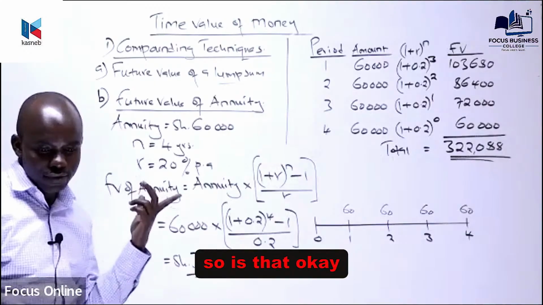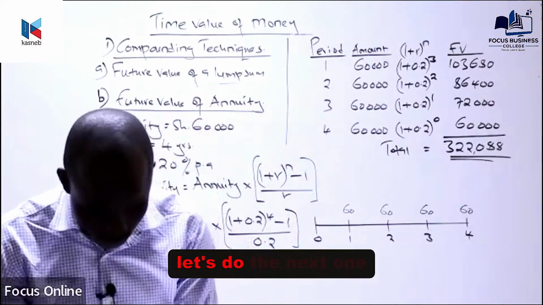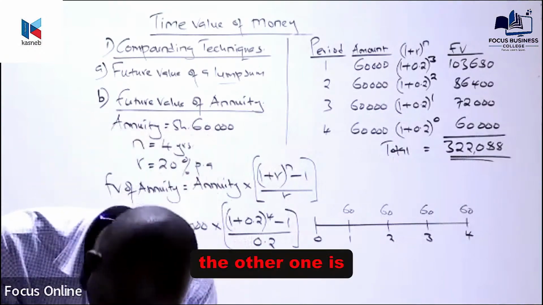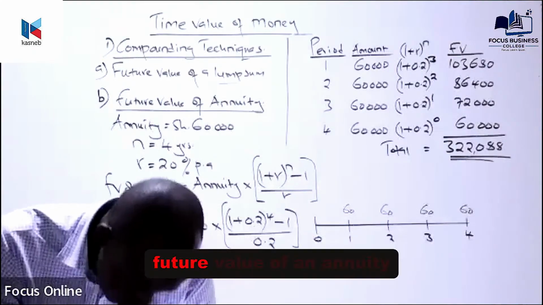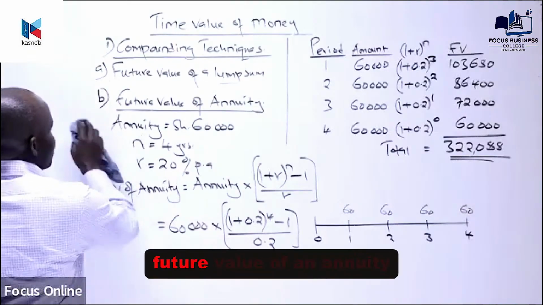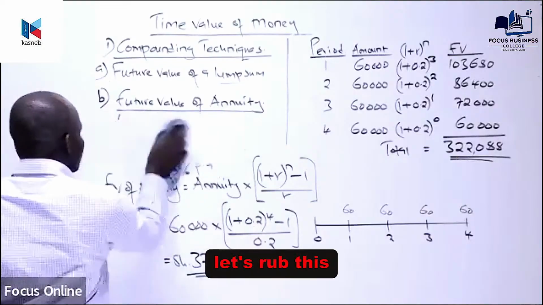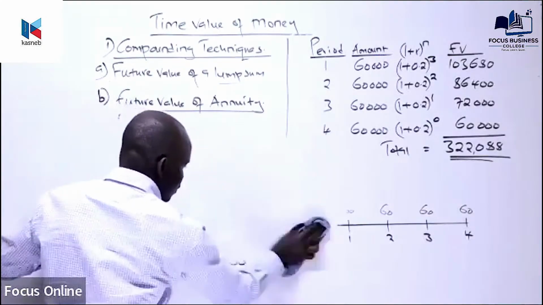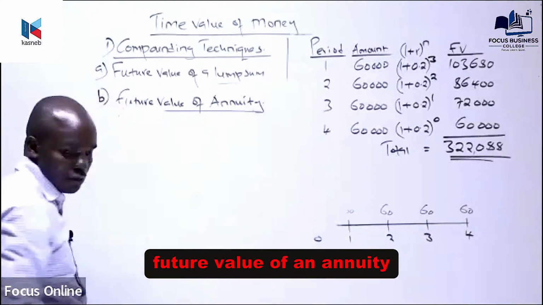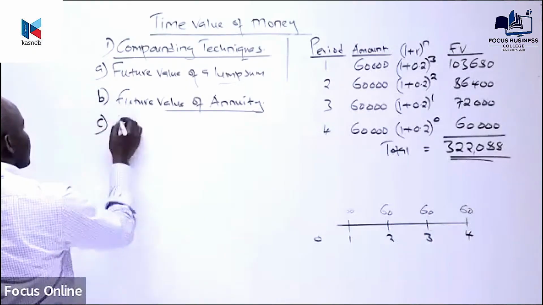So is that okay? Let's proceed. Let's do the next one, then we go for a break. The other one is future value of an annuity due. Let's wrap this.